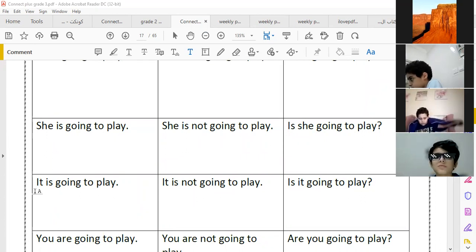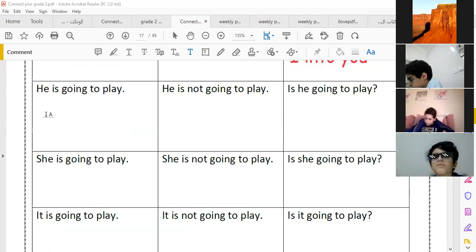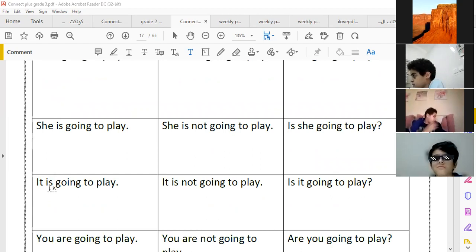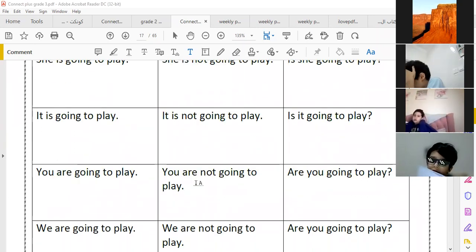With it, it is the same like she, the same like he, it also takes is. It is going to play. The sentence tells us about the future. In negative sentence, we put not after is. It is not going to play. In the question, we start with is. Is it going to play?